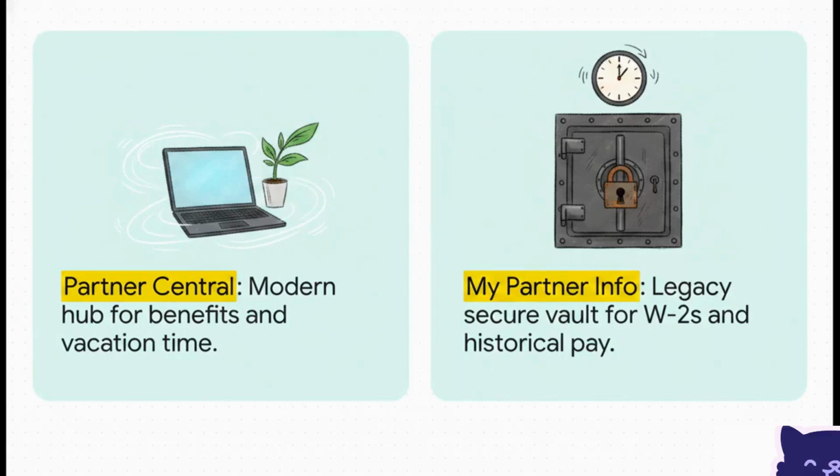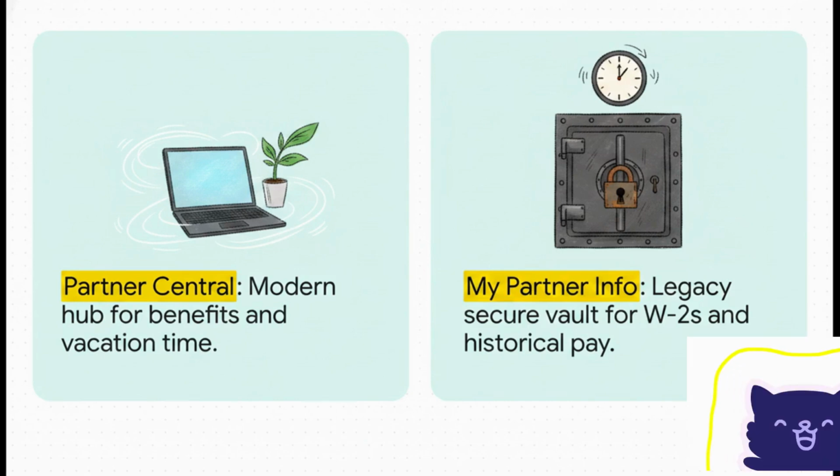Now, even though Partner Central is your go-to modern hub, and as of April 2024, the official spot for tracking all your vacation and sick time, you still gotta know about My Partner Info, or MPI. Think of MPI as the old-school legacy payroll desk. It is strictly a functional, secure vault. You won't find company news or training links here. You go to MPI for exactly one reason: to securely download your W-2 tax forms and pull up historical pay data from previous years. That's it.